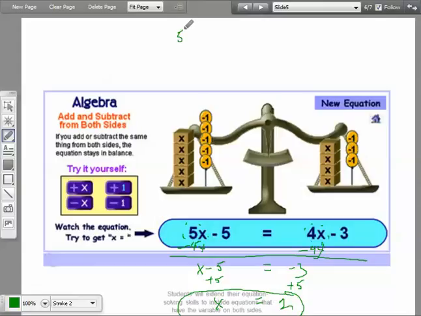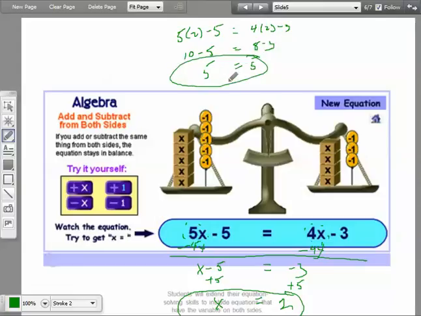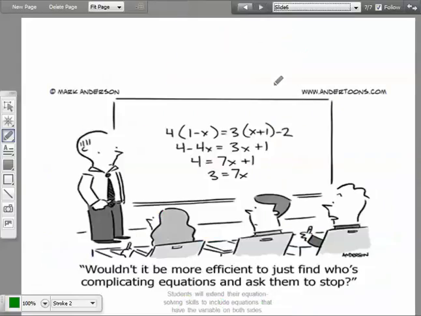So I'm going to say 5 times 2 minus 5. That's 10 minus 5. That's 5. Is that equal to 4 times 2 minus 3? Well, that's 8 minus 3. That's 5. Ta-da, they equaled each other. Check. So my answer is x is equal to 2. That's the way you solve these problems when you have x's on both sides of the equation.